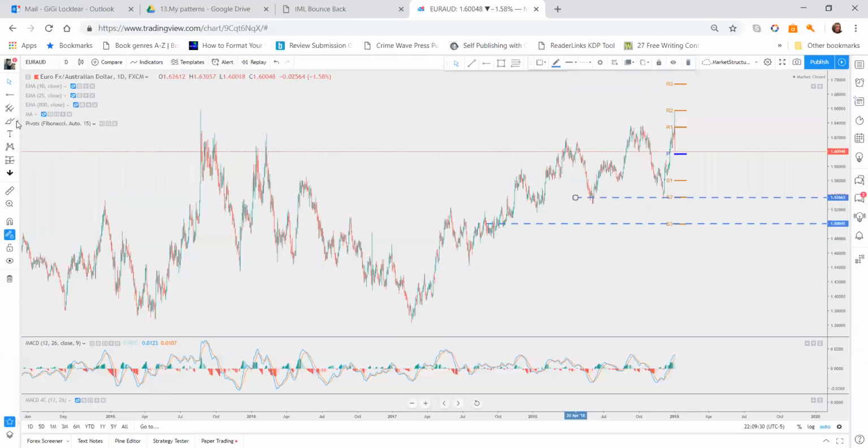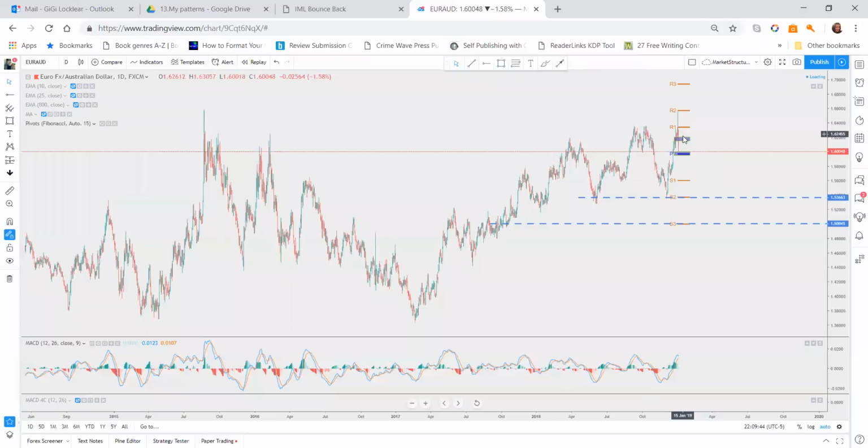Or you can draw a rectangle around them. I don't make them big because we are on the daily. You can right click on that and hit clone and drag it up to your next one.